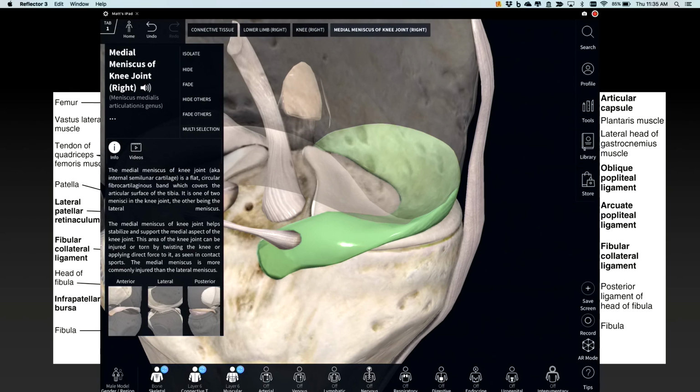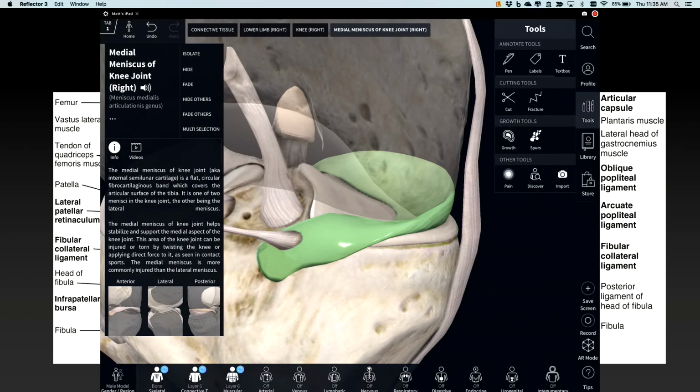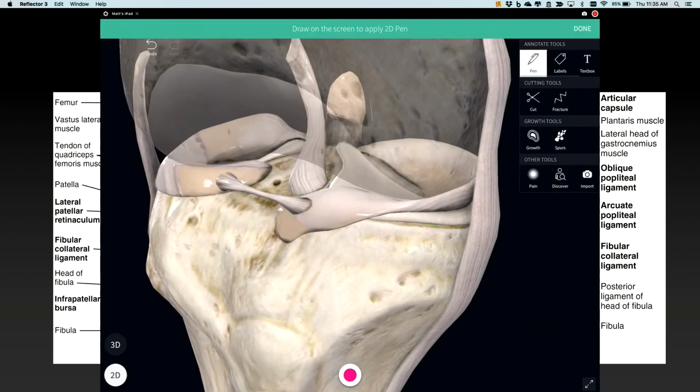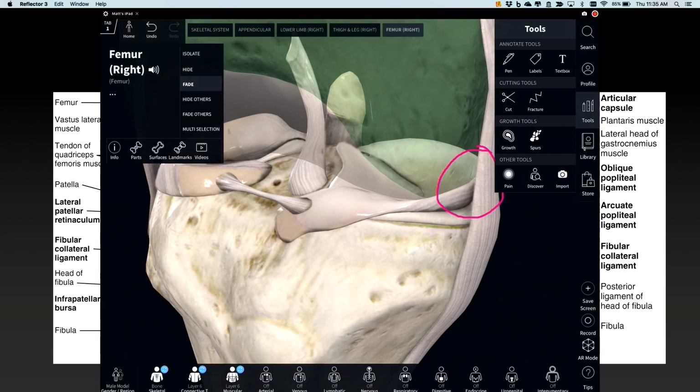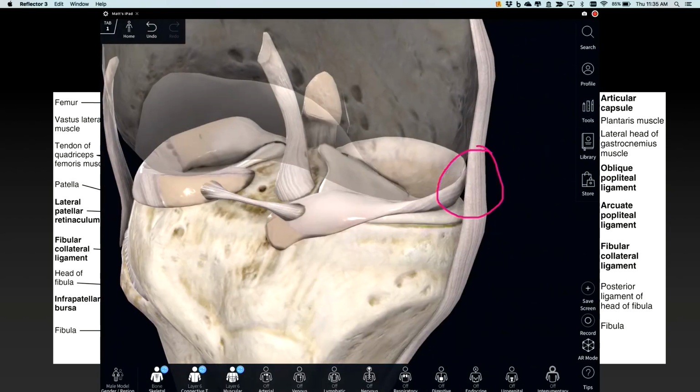When the MCL is ripped or popped or torn, often the medial meniscus is torn as well, and that can even lead to damage of the ACL. It's not shown here like I would like it, but this area here, that didn't quite work out. That area there is connected. The MCL and the medial meniscus are connected.